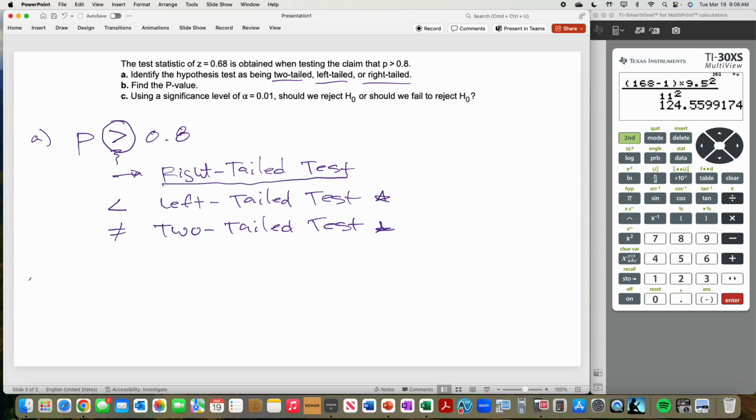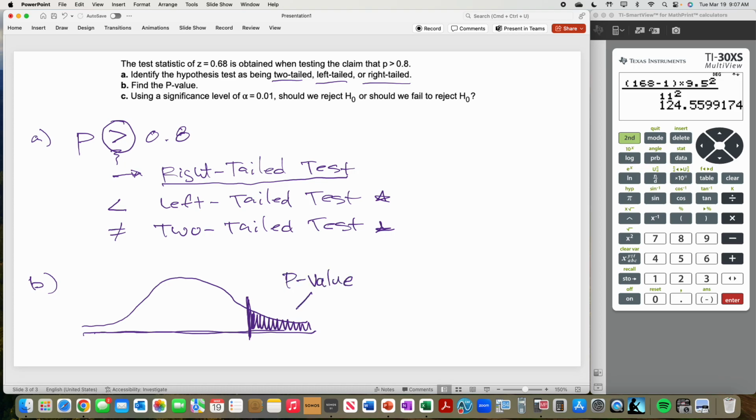Now, in part B, the way we're going to find our p-value, the p-value is the area to the right of the test statistic. And it's to the right of the test statistic in this case because this is a right-tailed test. So if you think about our normal distribution and what it looks like here, since this is a right-tailed test, I have the test statistic somewhere on the axis, and the area to the right is going to be my p-value.